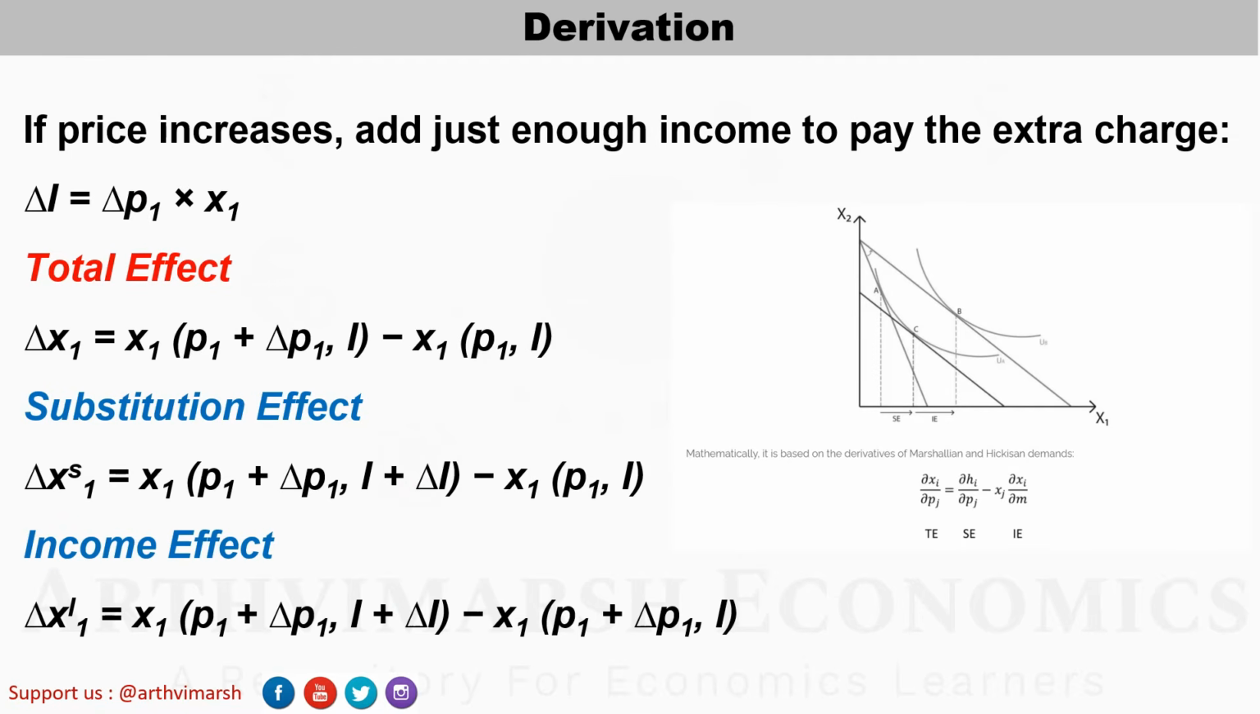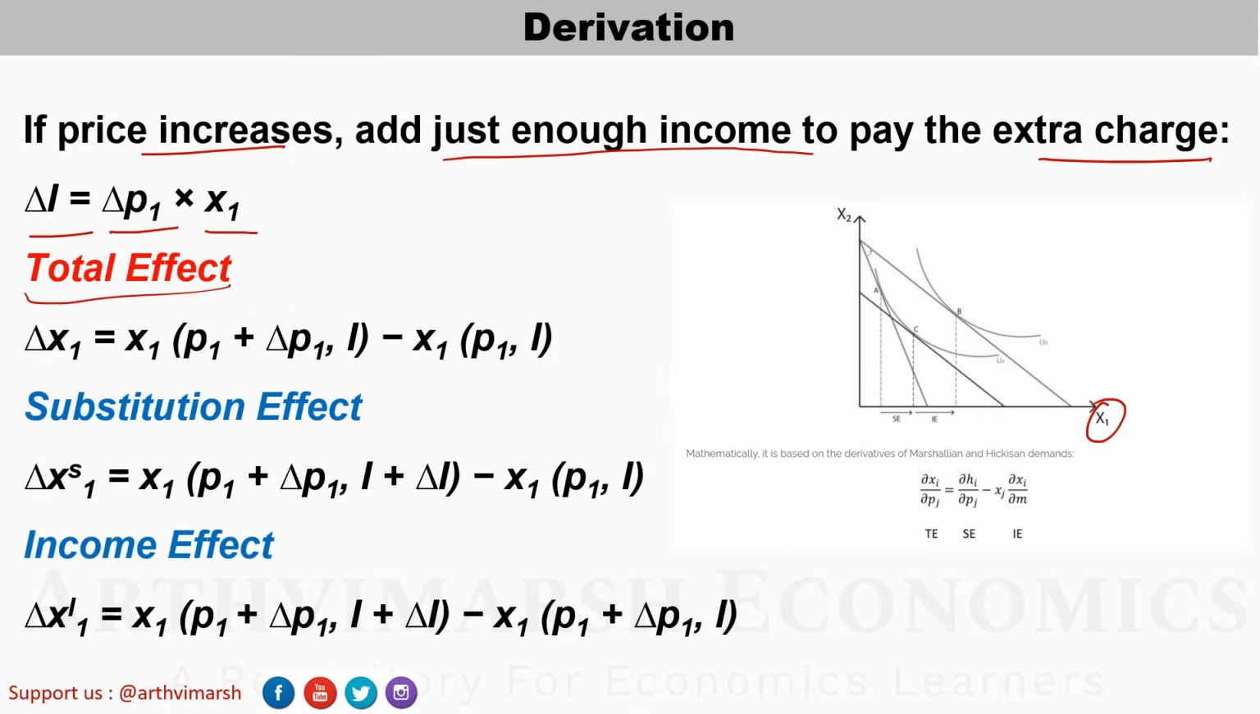And now what we are interested in looking into is the derivation of this theorem, or the equation which we have been talking about. If the price increases, we know that we try to adjust the income in a way which is enough to pay for the extra change. So the change in income is the product of the change in the price and the quantity of x1, right? Like here, if it's x1, it's going to be a mix of both.